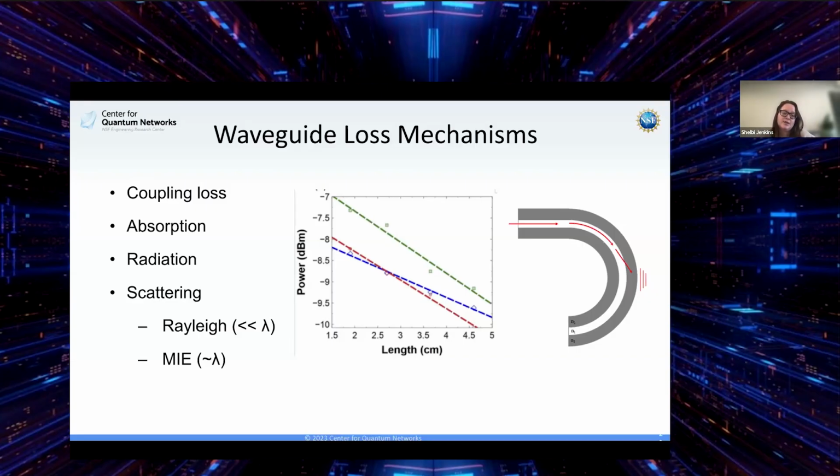And then finally, there's scattering. There are two types of scattering. There's Rayleigh scattering, which is for things that are much, much smaller than the wavelength of your light. And then there's Mie scattering, which is for things on the order of or larger than your wavelength. These would be things like defects. If you have any material dopants in there that are larger than your wavelength, you'll see a lot of scattering from that as well.